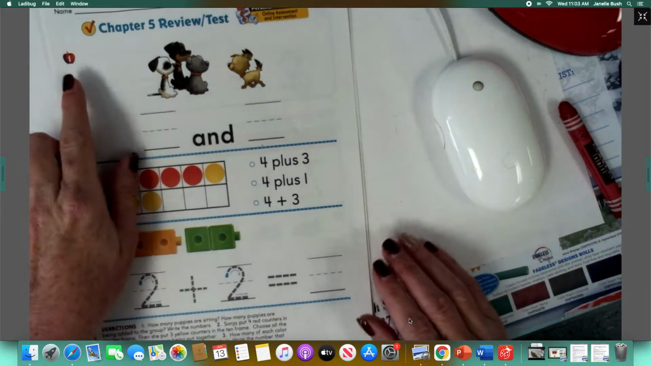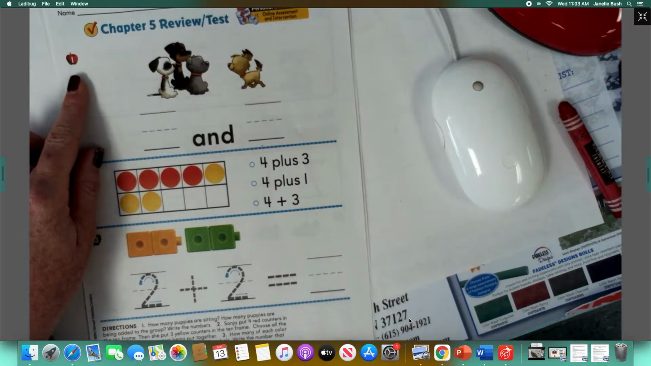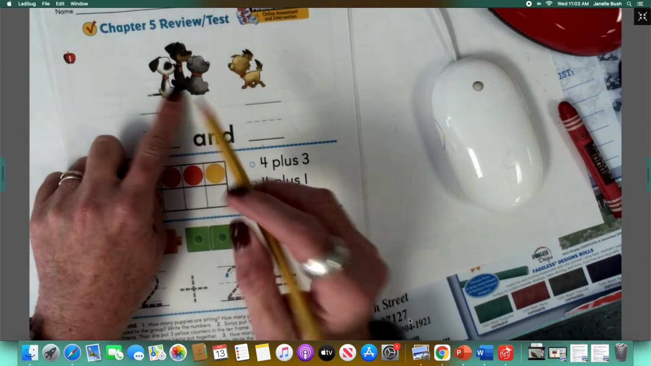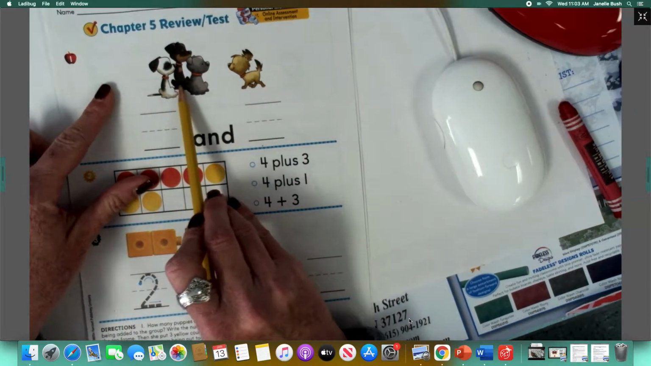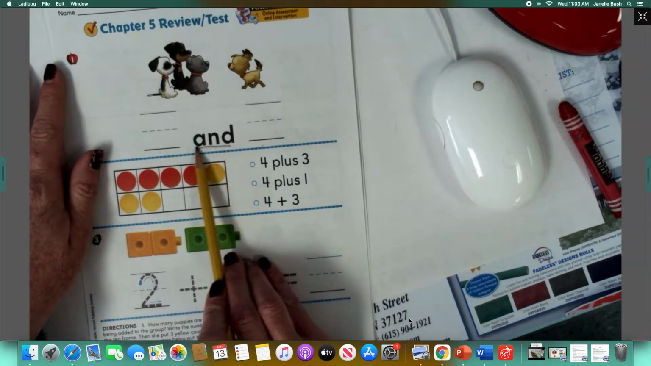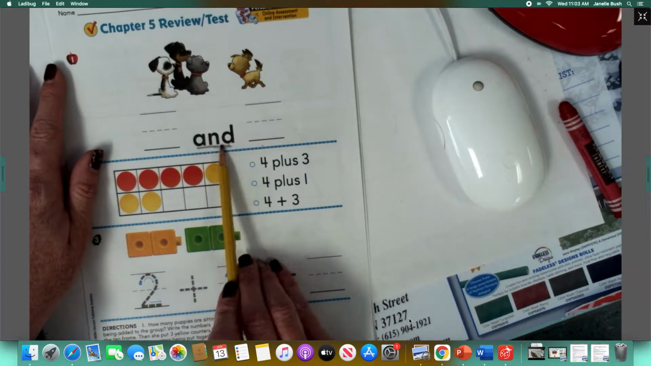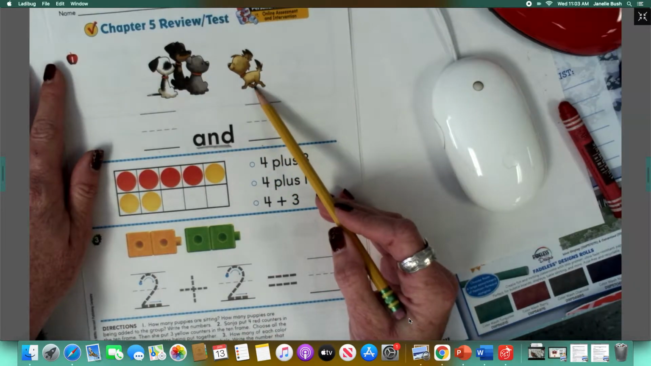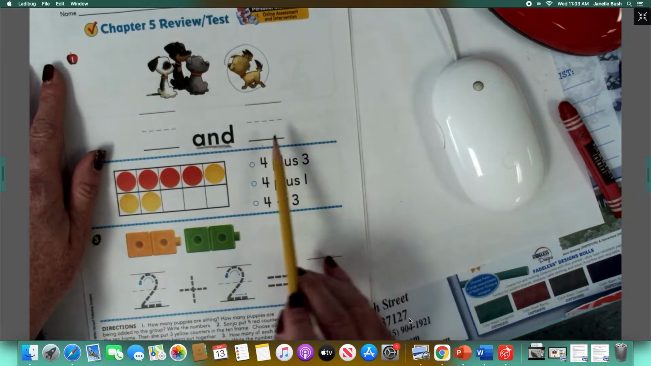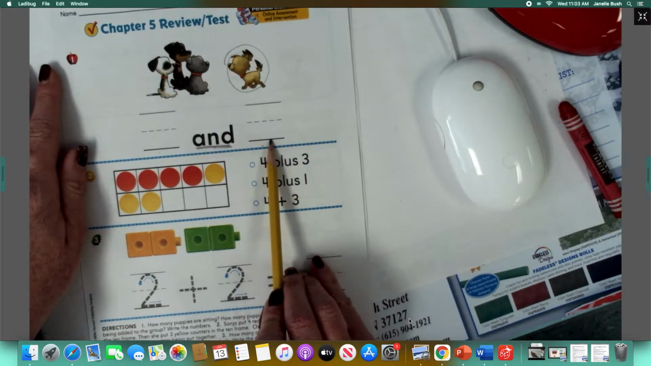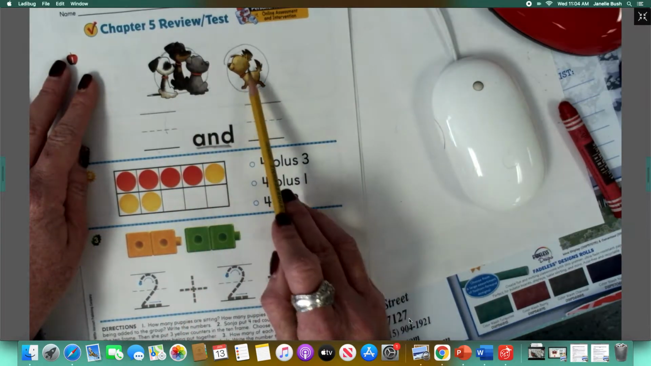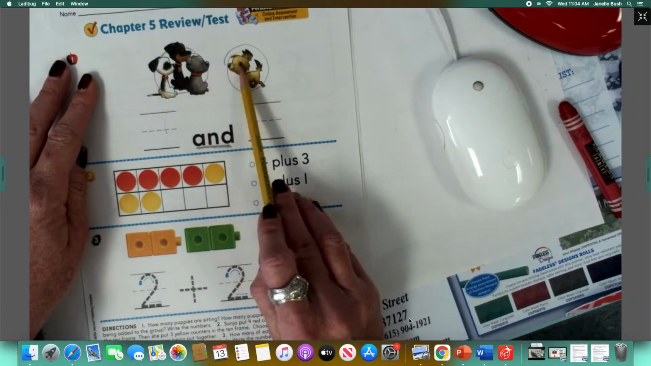Okay, so everybody, let's look at number 1. How many puppies are sitting? First thing you're going to do is count the puppies that are sitting and write the number here. And this is the sight word. What is that sight word, everybody? Yes, and. Now, how many puppies are being added to the group? How many puppies are in this group here? Write the answer there. So this number is the number of puppies sitting in this group, and this is the number of puppies being added to the group here.